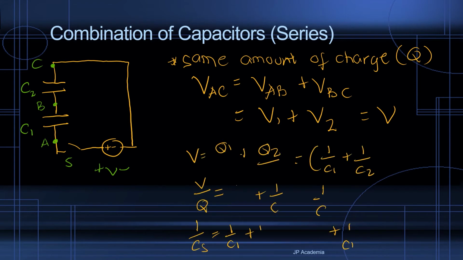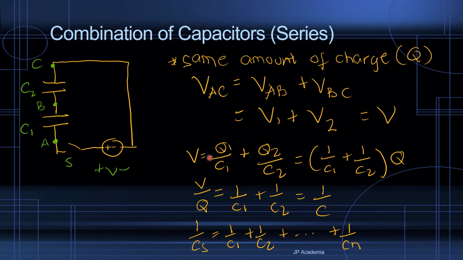For the potential drop, the drop between A and C, so I have this laser pointer, so between A and C is equal to the potential drop across this one, so VAB, plus VBC, the potential drop across this capacitor 2. And therefore, we can express this as follows. So we have V1 plus V2, or this is just equal to the potential V. And we have the following.